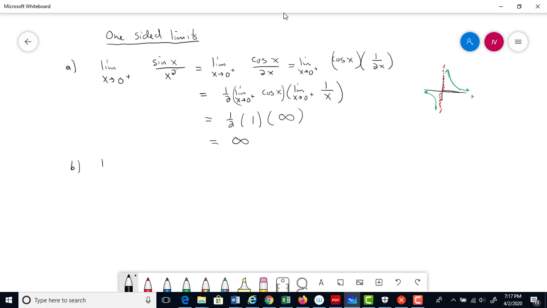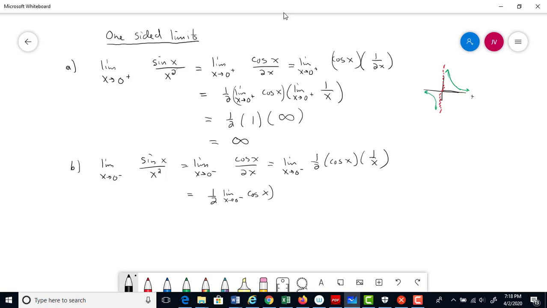So I guess let's do that. What about the limit as x approaches 0 from the negative side of the same thing? Well, this is going to be the limit as x approaches 0 from the negative side of the cosine of x all over 2x. So this is going to be equal to the limit as x approaches 0 from the negative side of 1/2 times cosine of x times 1 over x. So we know the limit of the product is the product of the limits. The limit of a constant is a constant. This is going to be the limit as x approaches 0 from the negative side of the cosine of x.